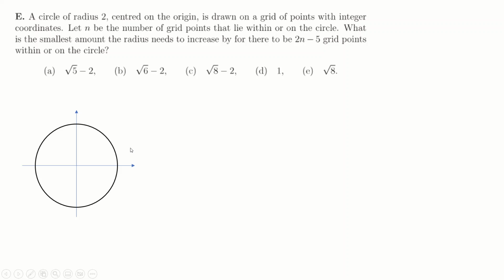Circle radius 2, so that's good, centered the origin, contains, let n be a number of grid points within the circle. Now, this has radius 2, so there's a grid point here at 2, 0, which is within or on the circle.